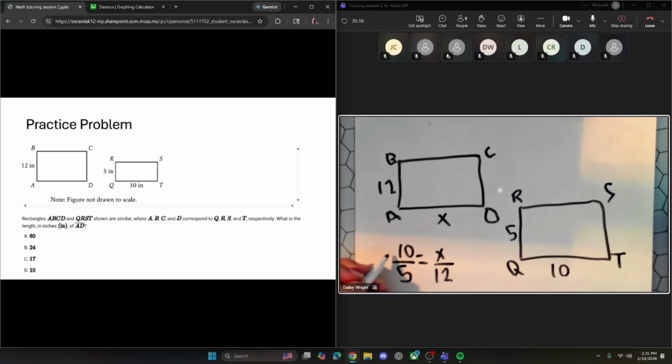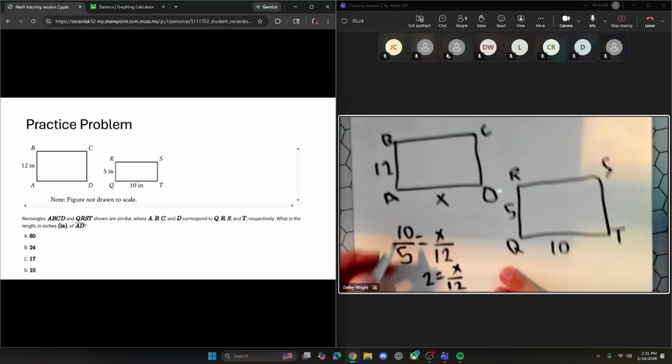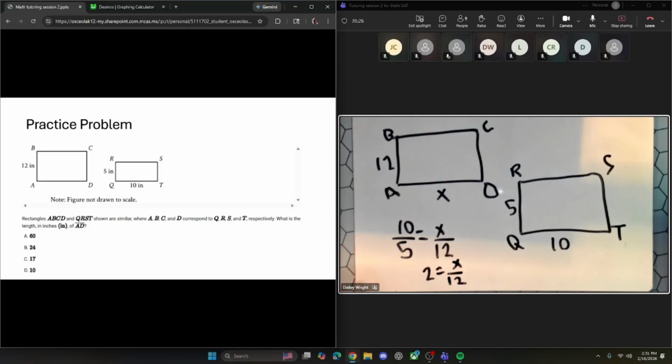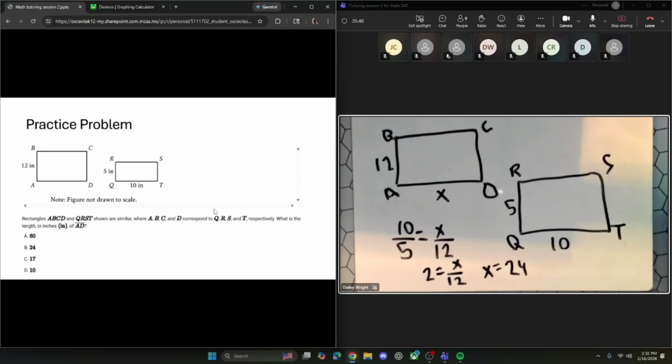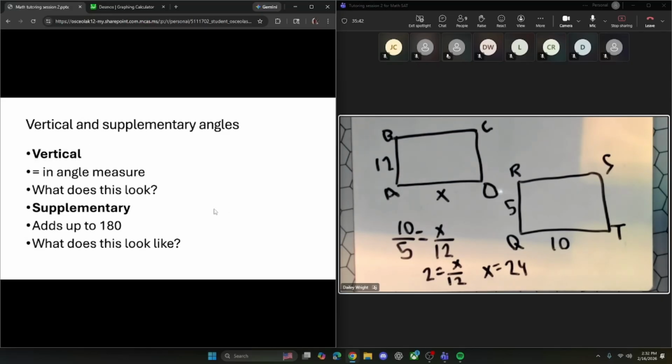So you would multiply 12 over. First, actually, 10 over 5 can be reduced to 2. So 2 equals X over 12. And multiply 12 over, and then X would give you 24. That was an answer choice, right? Yep, 24.